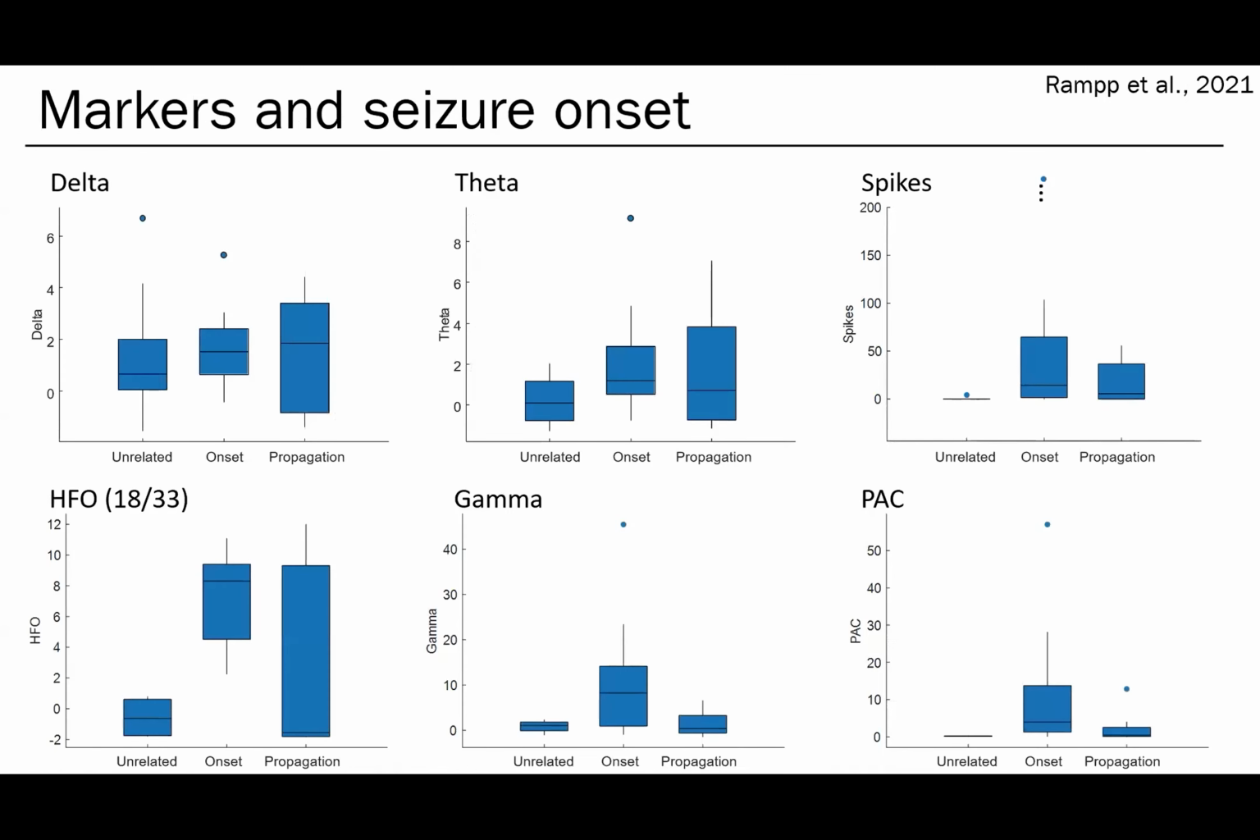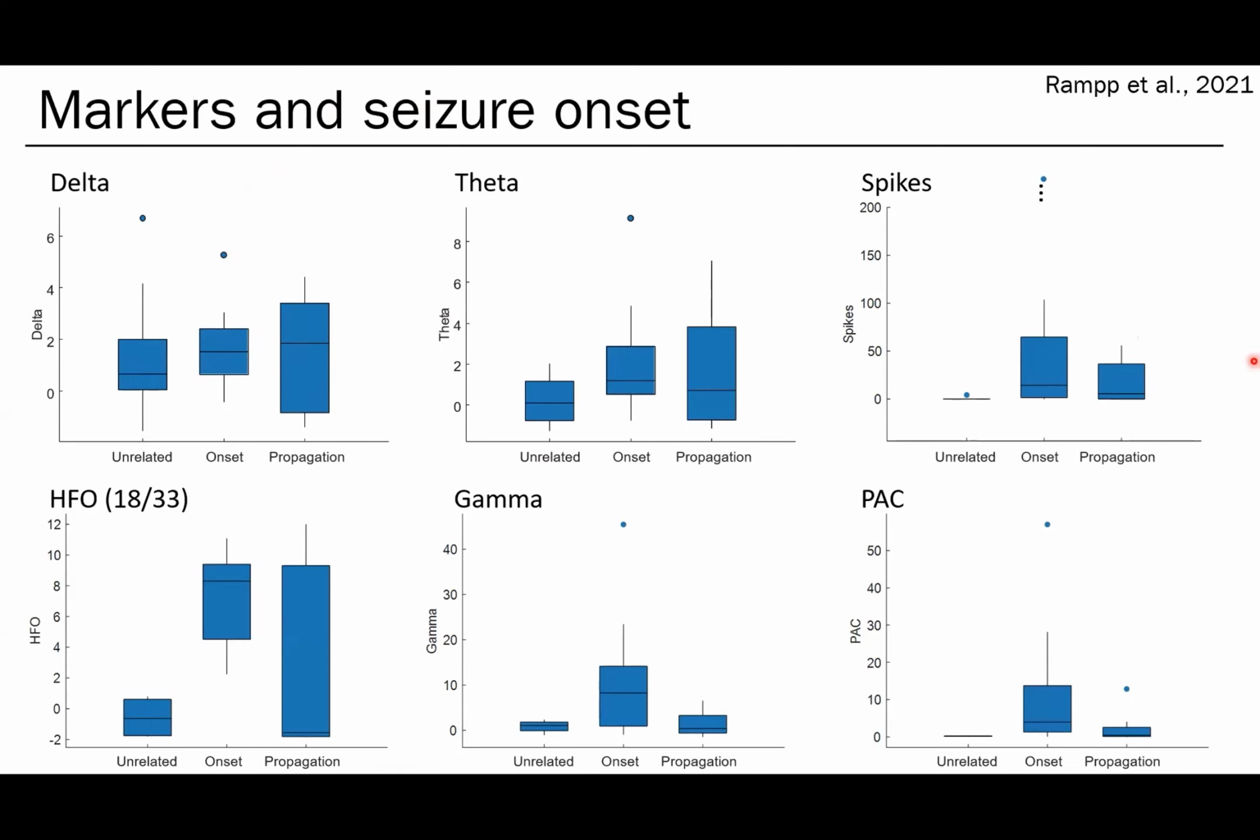We compared electrode contacts in the seizure onset zone with contacts showing early propagation, as well as contacts in areas unrelated to the specific epilepsy. For delta, there is not much of a difference between onset, unrelated, and propagation areas, maybe just slightly elevated in the onset area, but nothing that we could use in these cases to determine the onset. Theta is more or less the same.